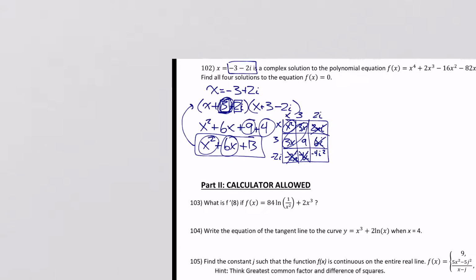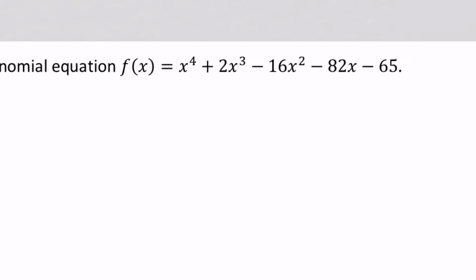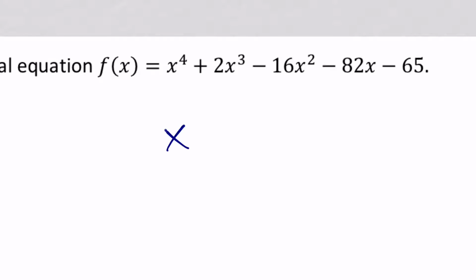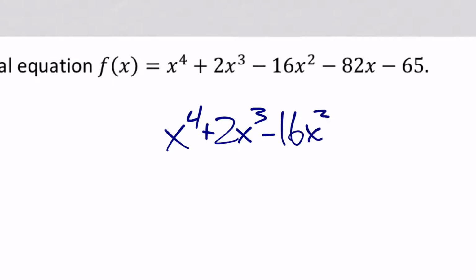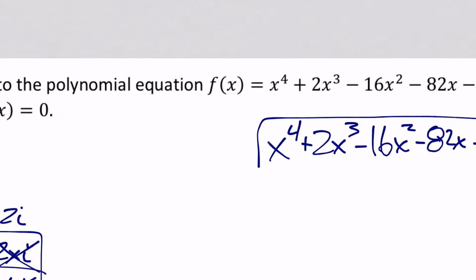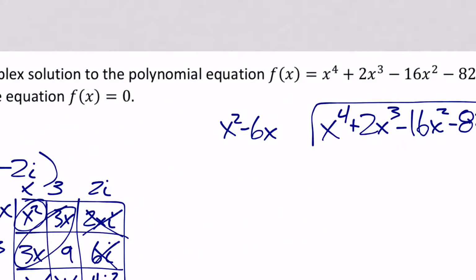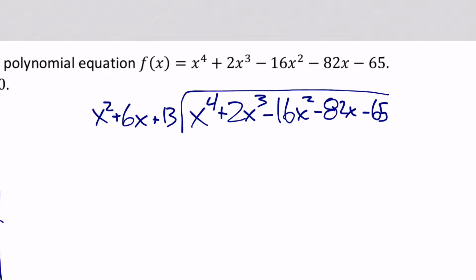So what do I do with that? Well, now I divide this polynomial by that. So I have to use long division. x to the fourth plus 2x cubed minus 16x squared minus 82x minus 65. And that is being divided by what I just came up with, x squared plus 6x plus 13. So if we do this correctly, we should not get a remainder. So x squared goes into x to the fourth how many times?